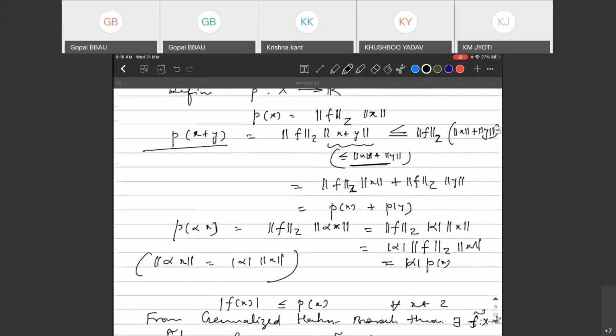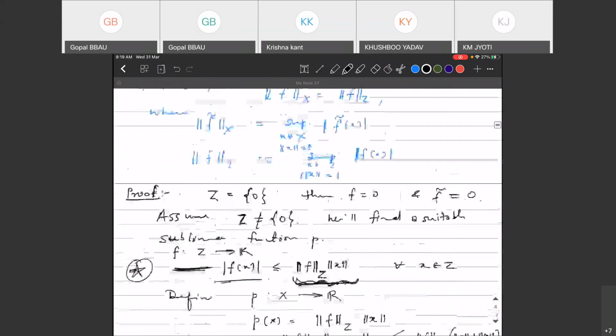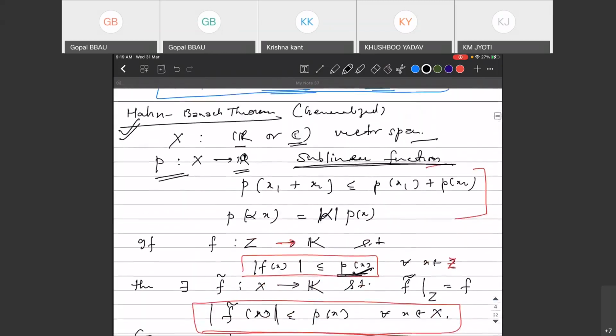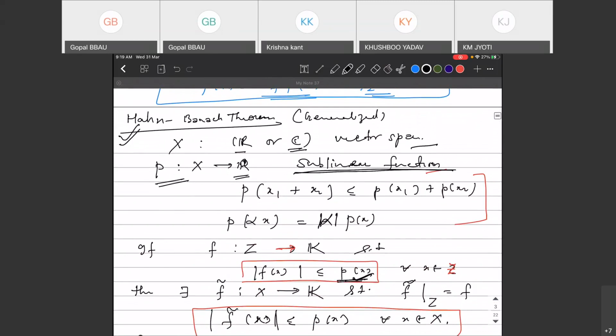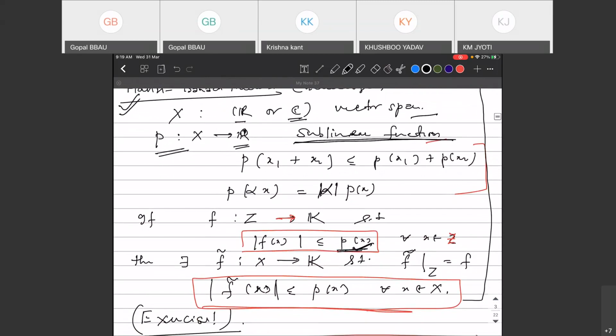But for proving this theorem, what we need is the generalized Hahn-Banach theorem. So I gave this as an exercise. Please see your textbook and see a proof of this, understand that, and if you face any difficulty, please let me know and we will discuss. Correct? Any doubt?